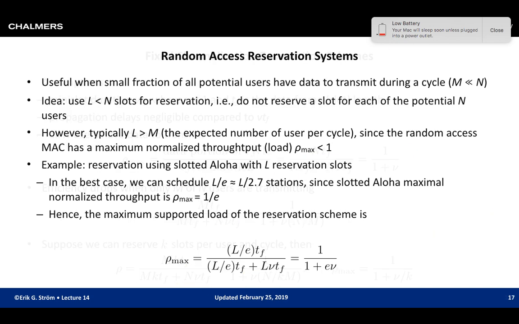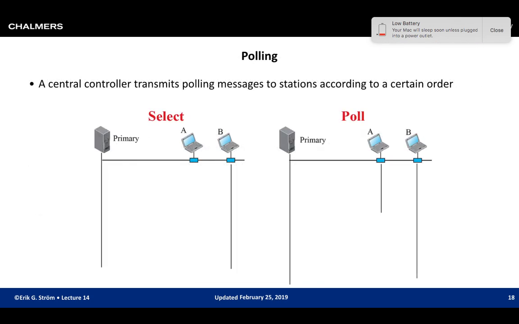Now, another idea about controlled access is what's known as polling. And here we have a central controller that is asking users whether they have data to transmit or not, and informs users if there is data that is transmitted to them. So we can think of it like this, that we have a master, a primary node here, which controls access to several stations, here A and B.